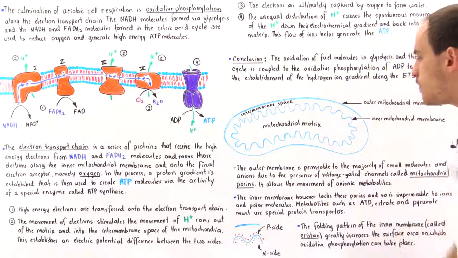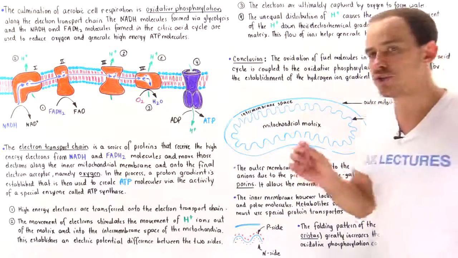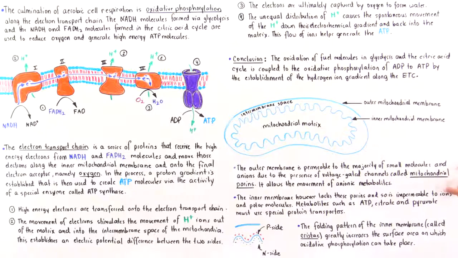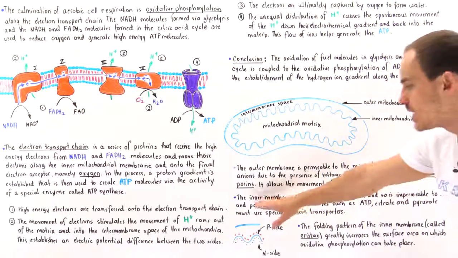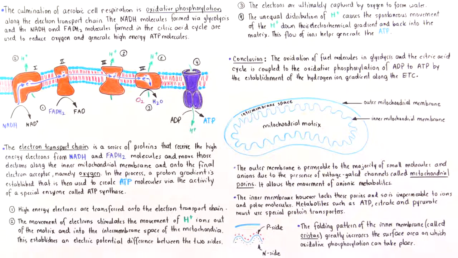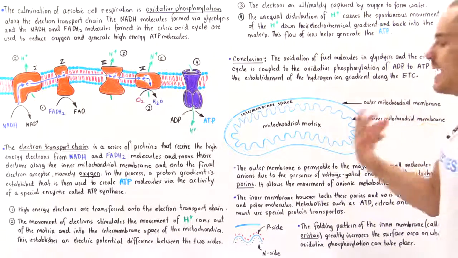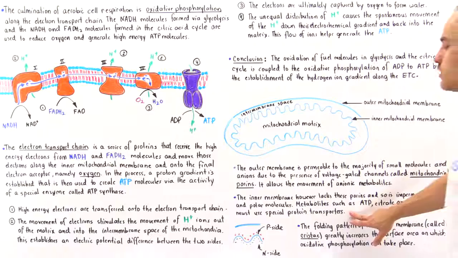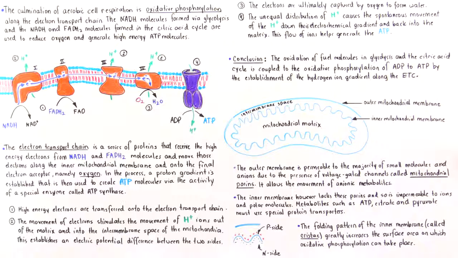So the outer membrane is permeable to the majority of small molecules and anions due to the presence of voltage-gated channels we call mitochondrial porins, or VDAC. It allows the movement of anionic metabolites such as chloride molecules and ATP molecules and so forth. But the inner membrane lacks these mitochondrial porins and so is impermeable to ions and polar molecules. So metabolites such as pyruvate molecules or ATP molecules or citrate molecules actually depend on special protein transporters to move across the two sides of the membrane.